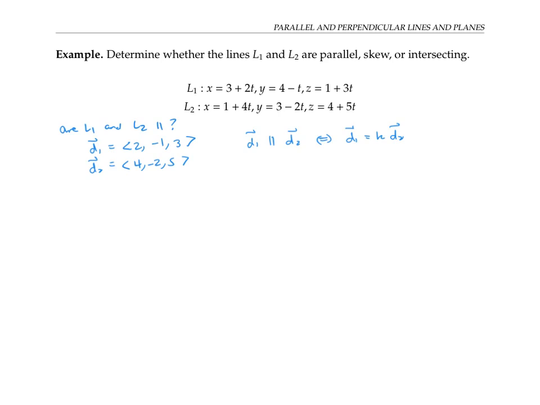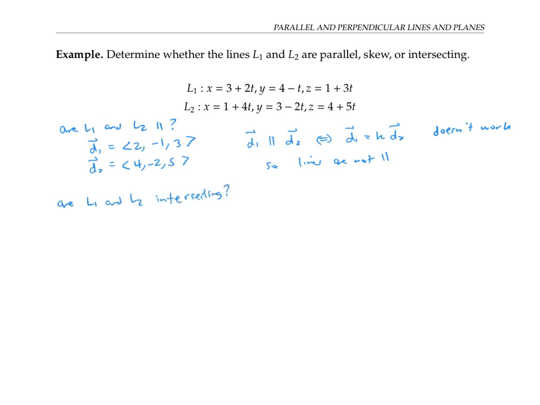It looks like the x component of D1 is 1/2 of the x component of D2, and similarly, the y component is 1/2 of D2's y component, but that relationship doesn't hold for the z components. 3 is not half of 5. Therefore, this doesn't work. D1 is not a scalar multiple of D2, so the direction vectors and the lines are not parallel.